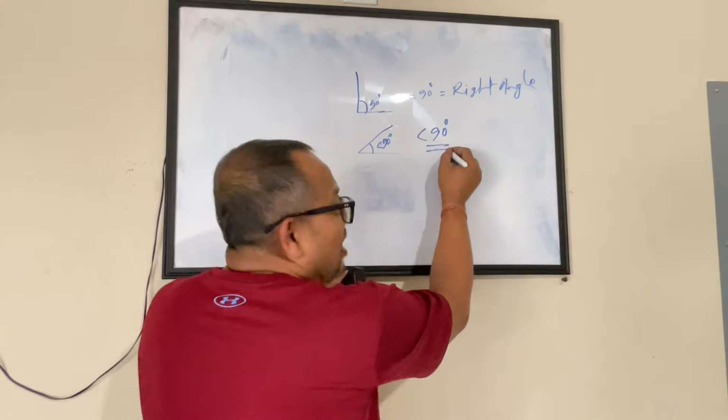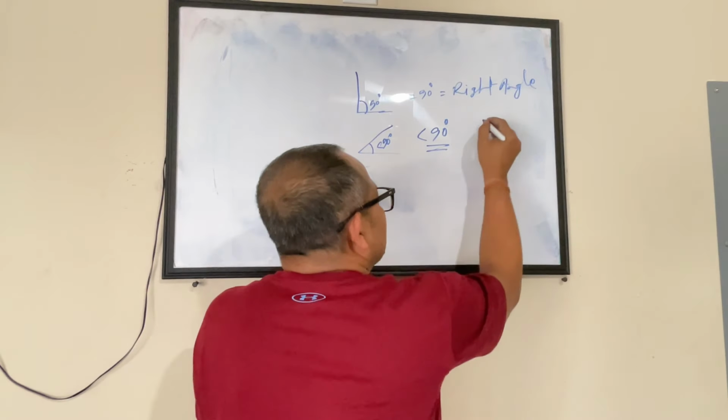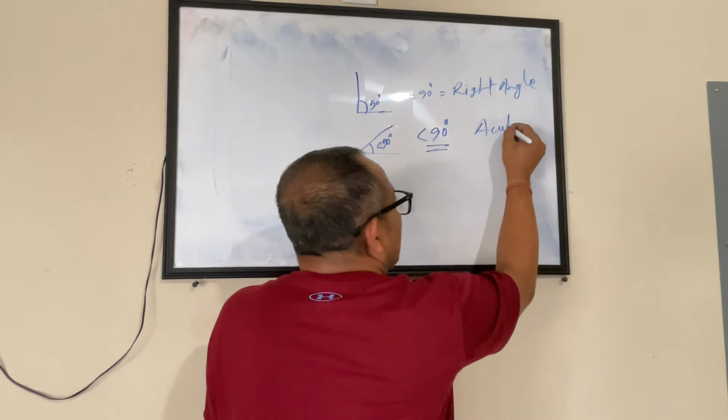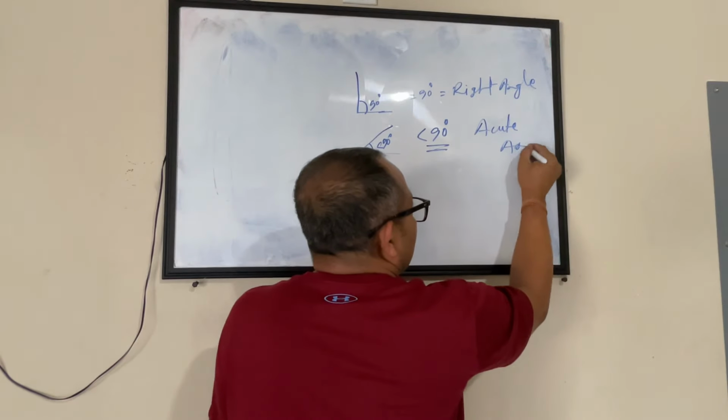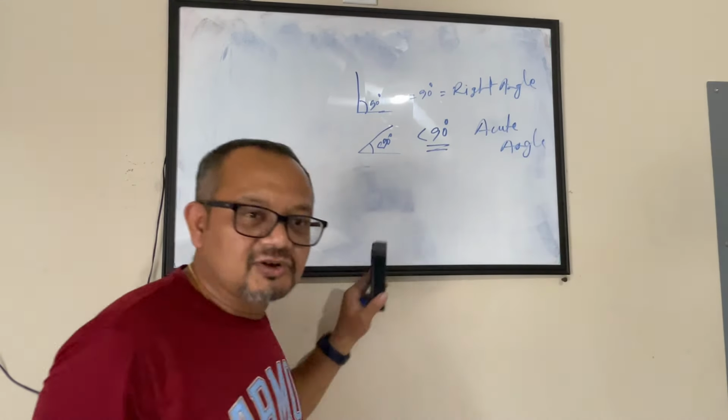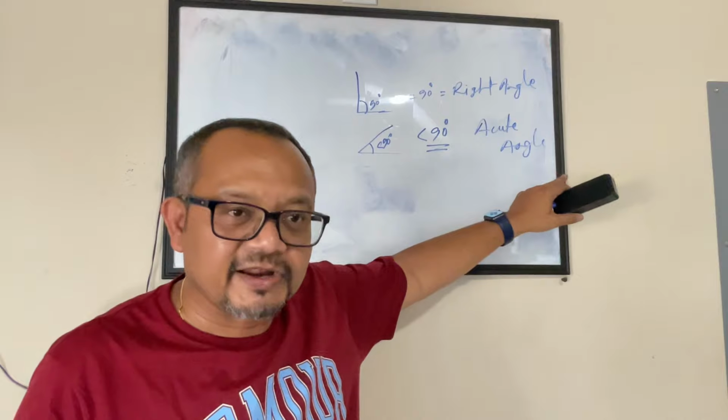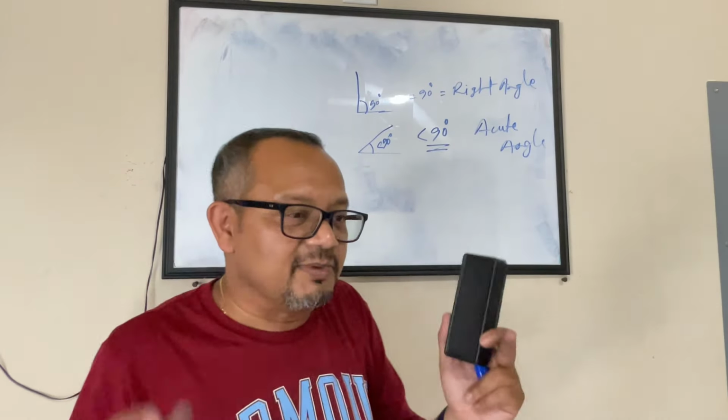These angles are small, acute. So an angle which is small is an acute angle. So right angle and acute angle you will not forget, because that is relatable.